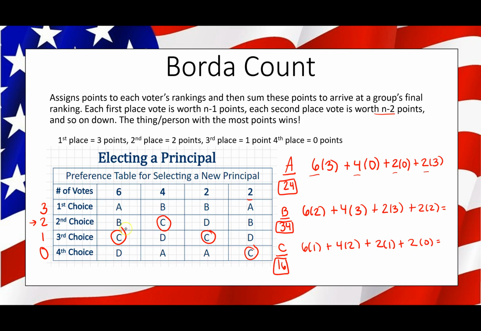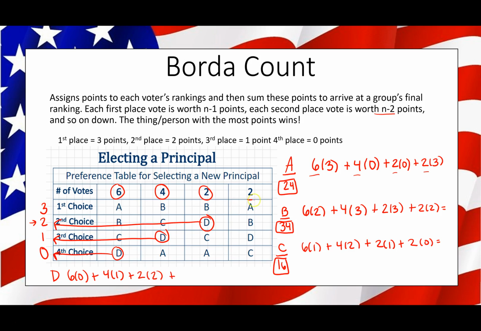All right, last up is D. So my D is going to be 6 people giving it 0 points, and then 4 people giving it 1 point, and then 2 people giving it 2 points, and then 2 people giving it 1 point. All right, what does this add to? This is 4 plus 4 plus 2 is 10.